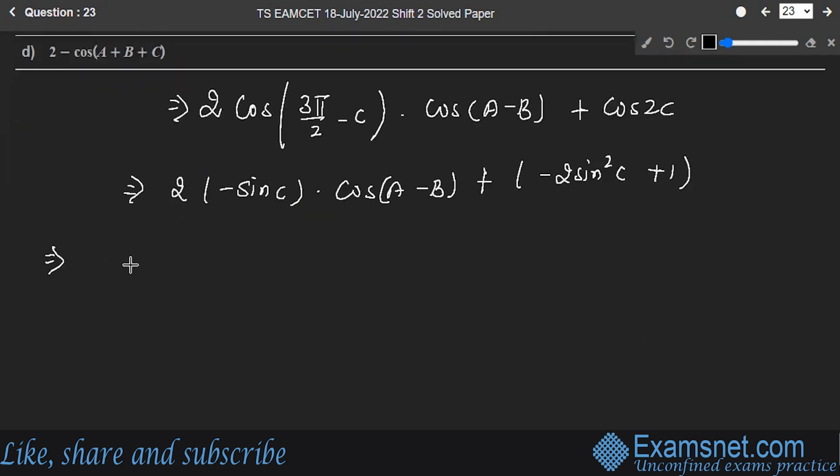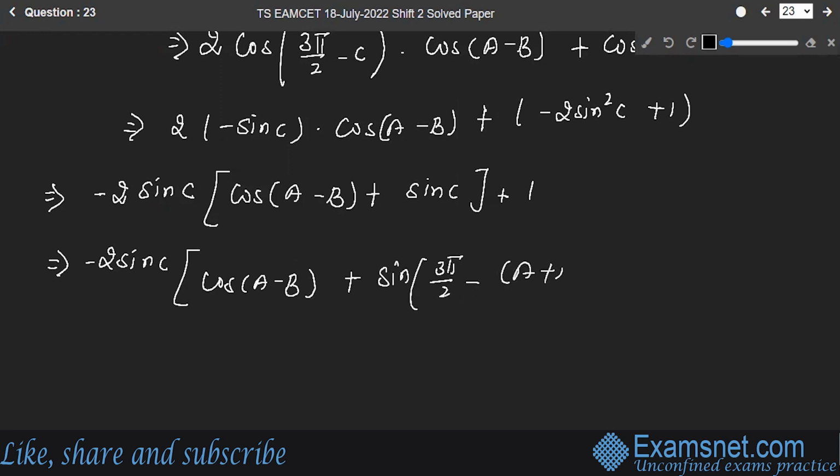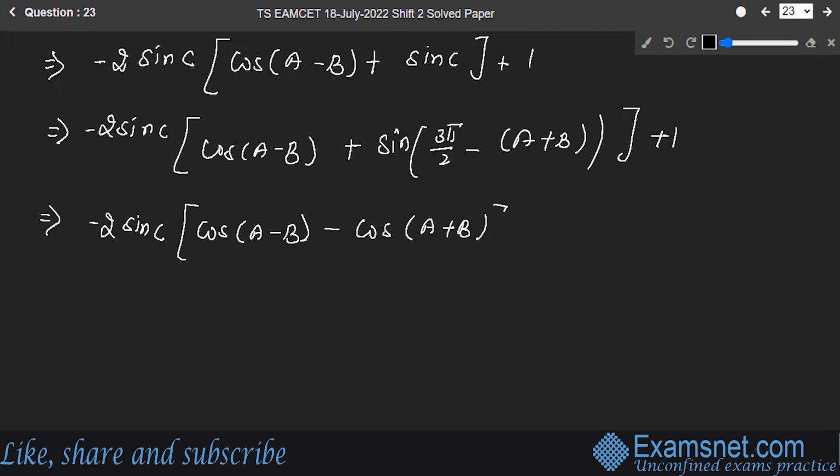I'll take sin C common now. Minus 2 sin C, cos (A minus B) plus sin C, plus 1. Okay, so minus 2 sin C. Now cos (A minus B), and I'm left with this. I can't do anything with A minus B, but C can definitely be written as 3 pi by 2 minus (A plus B), plus 1. Okay, so this is minus 2 sin C brackets cos (A minus B). So sin (3 pi by 2 minus (A plus B)) can be written as minus cos (A plus B), plus 1 minus 2 sin C.